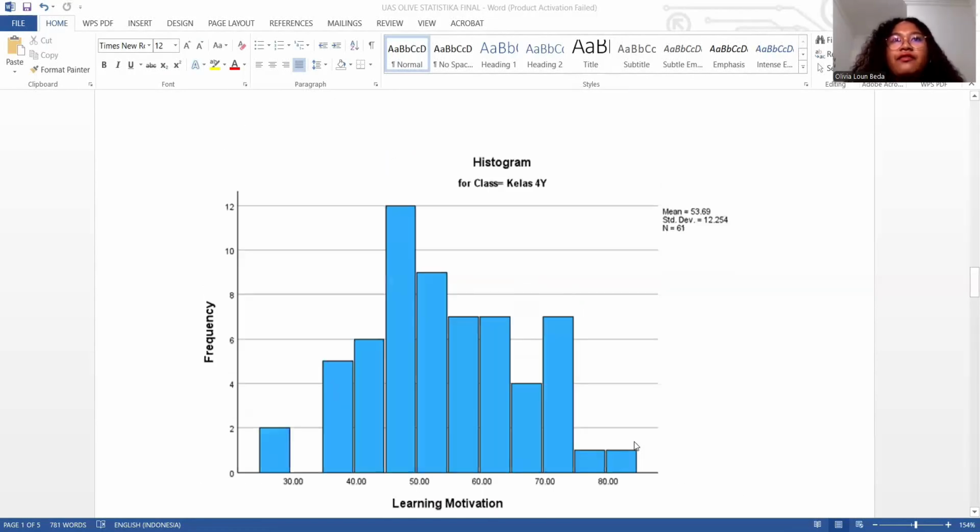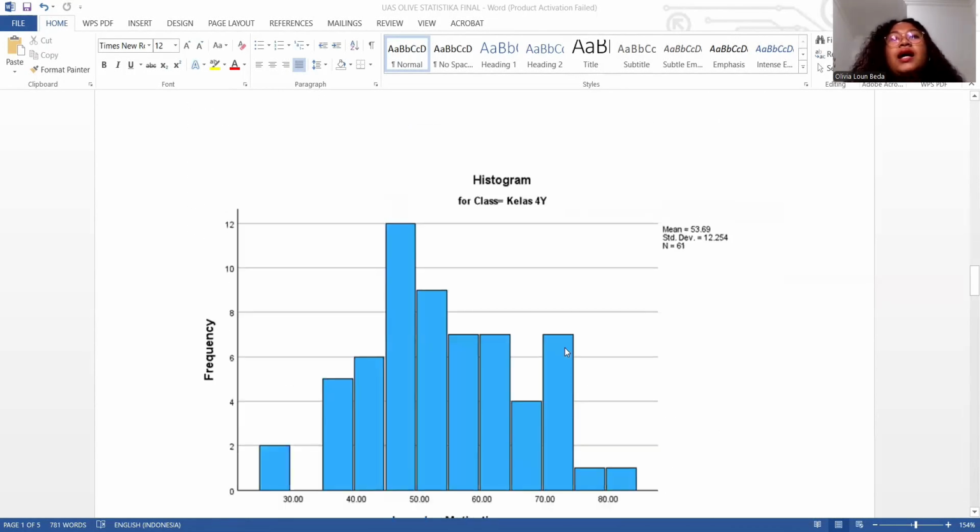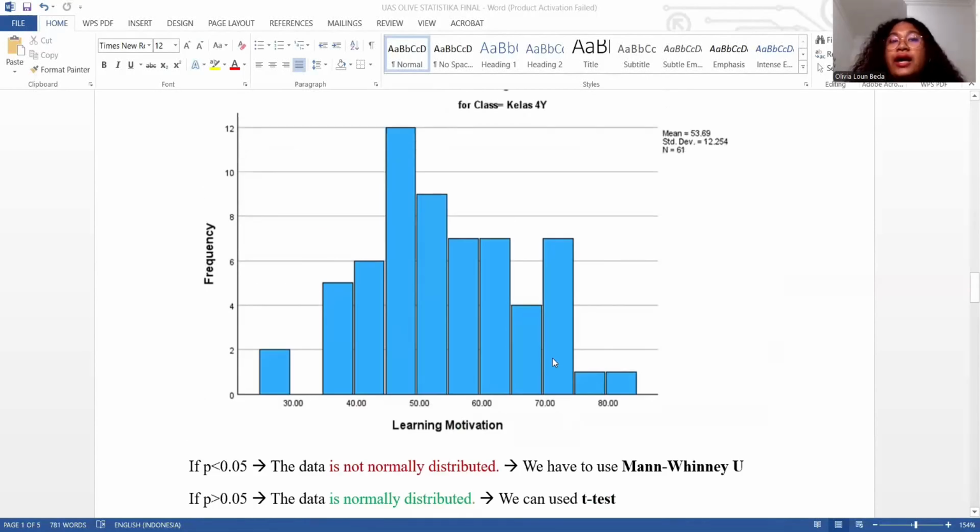Let's look at the normality table. There is a rule if you want to check whether the data is normal or not. If the p-value is below 0.05, the data is not normally distributed, so we have to use the Mann-Whitney U test. But if the p-value is above 0.05, the data is normally distributed, so we can use the t-test.